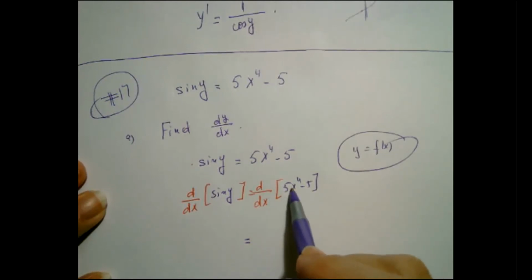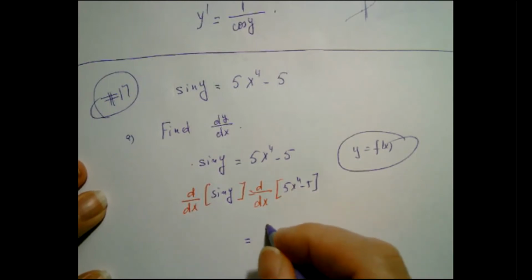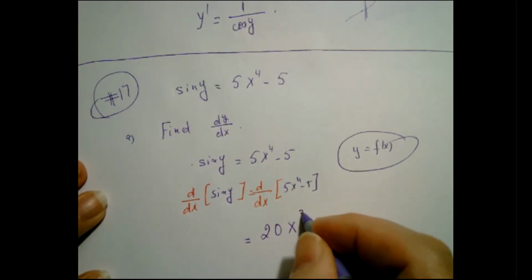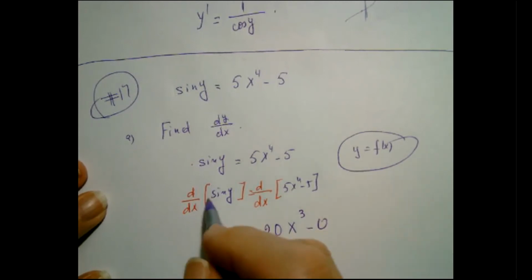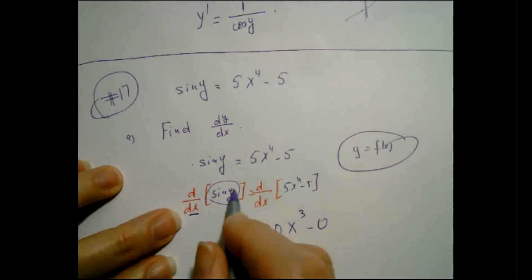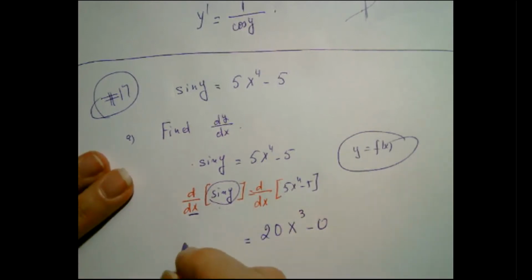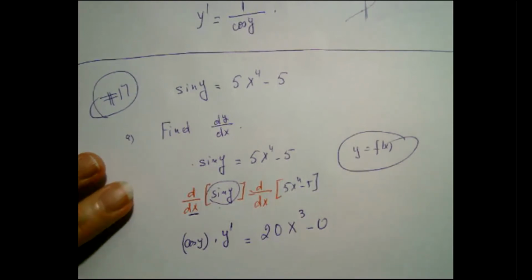Now here, derivative of x, there is nothing really deep here. Derivative of 5x^4 is 20x cubed. The derivative of 5, it's a 0. Now, derivative of sine y, remember that's the derivative of x sine y. So it's going to give me the cosine of y, just because I did it a minute ago, times y prime, or dy/dx. Now solve.